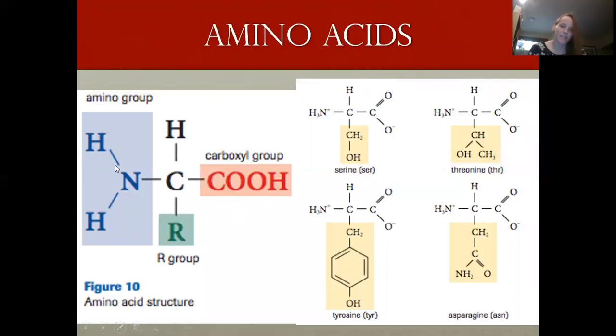So this is what an amino acid looks like. You have this central carbon here. It is bonded to a hydrogen, to your amino group, to your carboxyl group, and then to the R group. And the R group is the part that changes all of the time between the 20 different amino acids. You do not need to know the different amino acids.